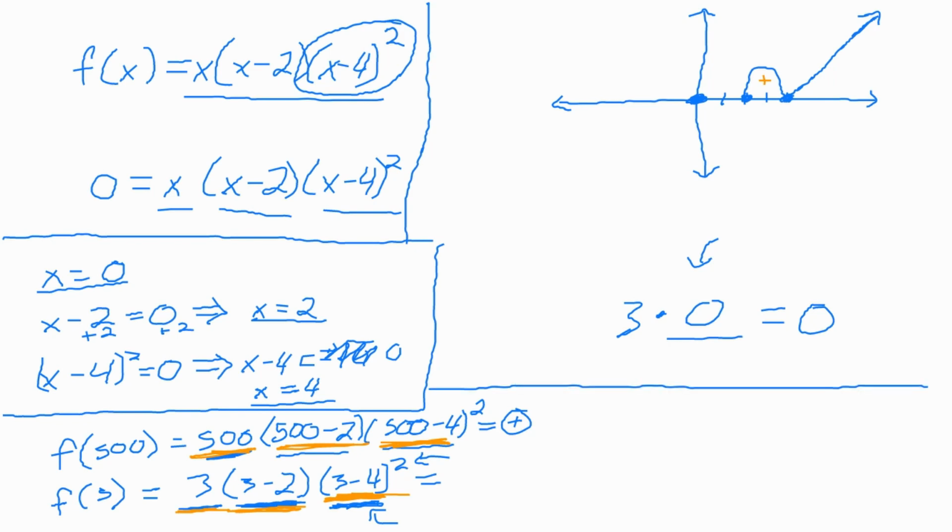So now let's look at the next exploration. We got to 3, or I got to 2, that's a 0. Now let's look at another exploration point like f of 1. What happens when we type in f of 1? It'll be 1 parentheses 1 minus 2 parentheses 1 minus 4 parentheses squared.